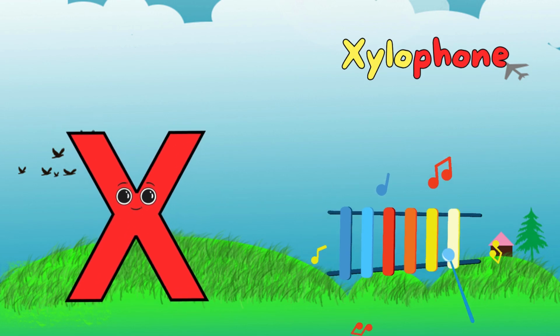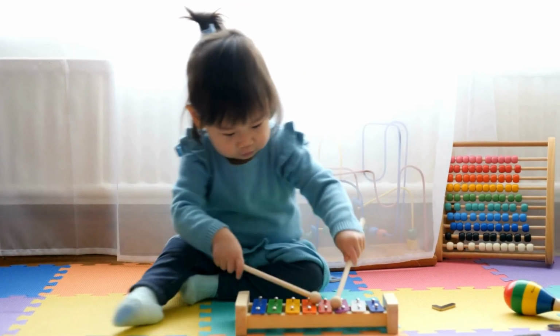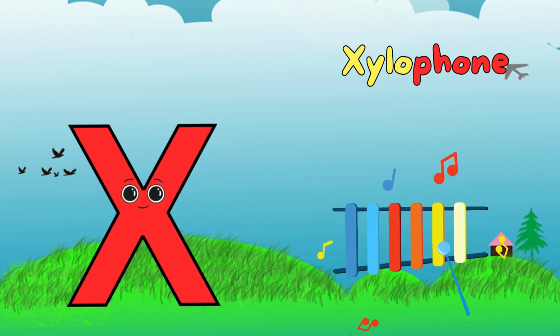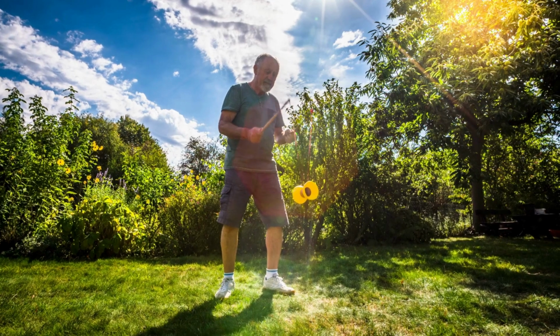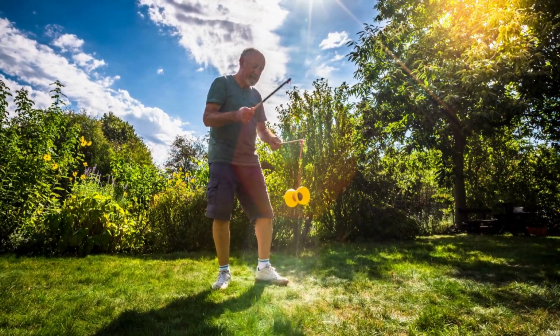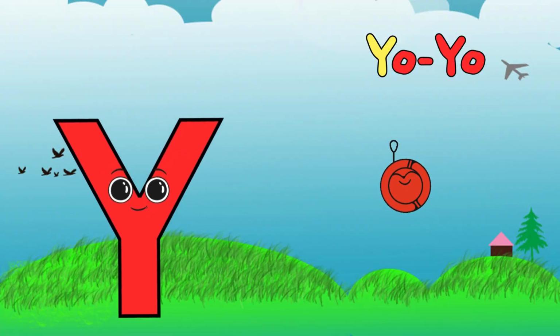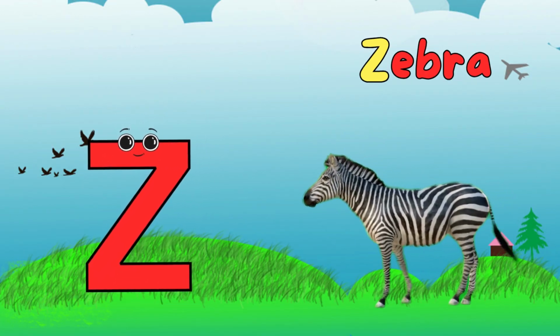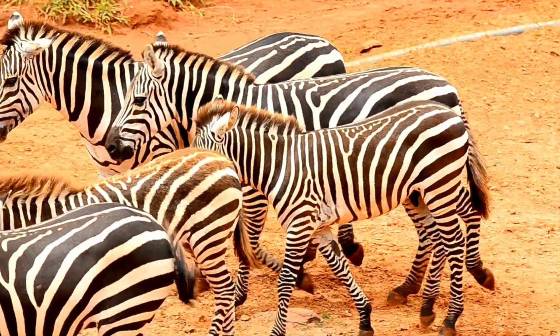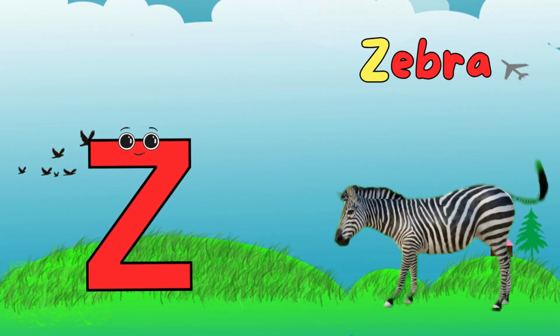X is for xylophone, xylophone, xylophone, X xylophone. Y is for yo-yo, yo-yo, yo-yo, Y yo-yo. Z is for zebra, zebra, zebra, zebra.